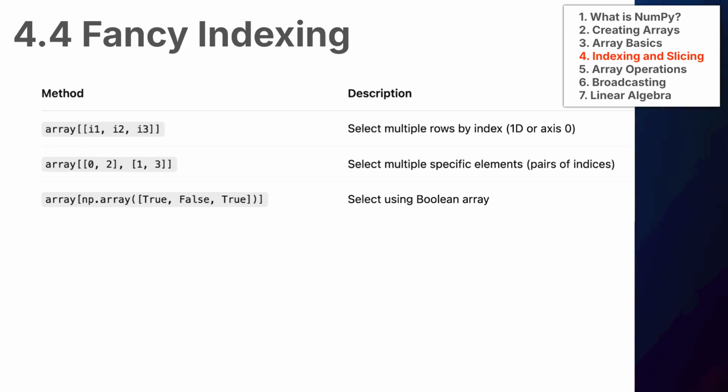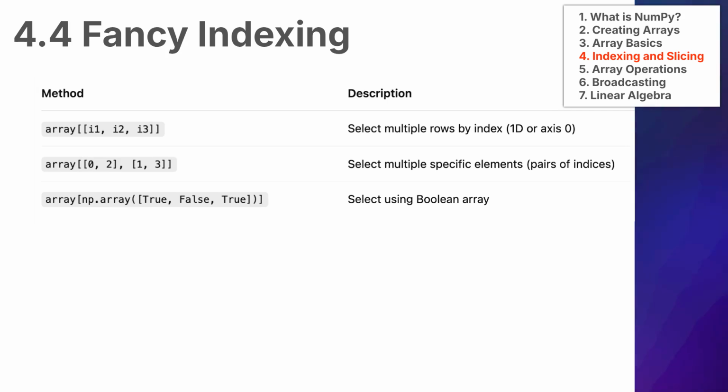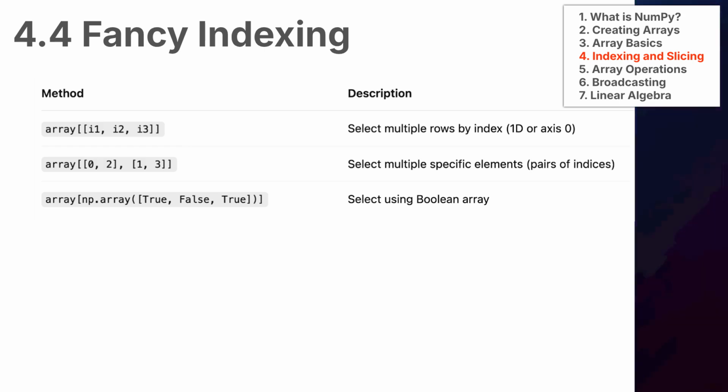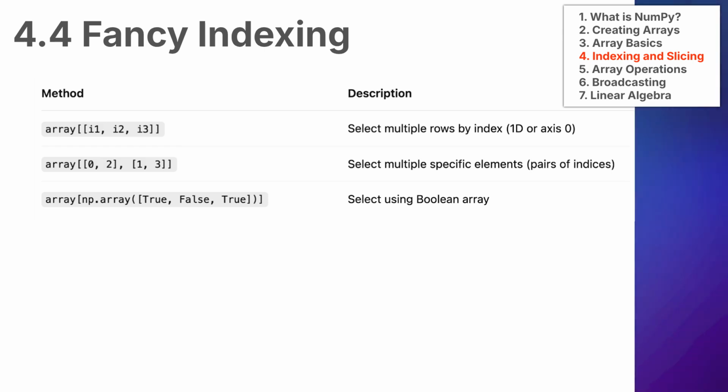Four, fancy indexing. Fancy indexing means indexing with style. Instead of using just one index or a slice, you use lists or arrays of indices or Boolean arrays to pick exactly what you want. It's perfect for grabbing multiple specific values at once.